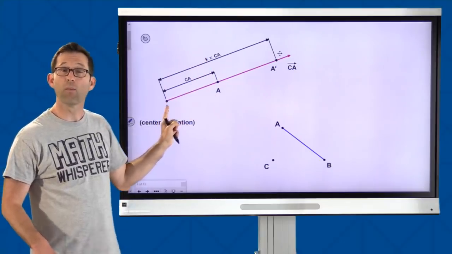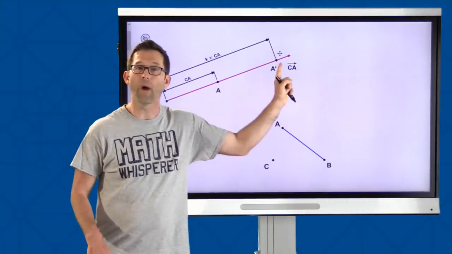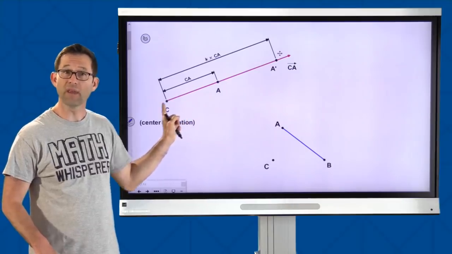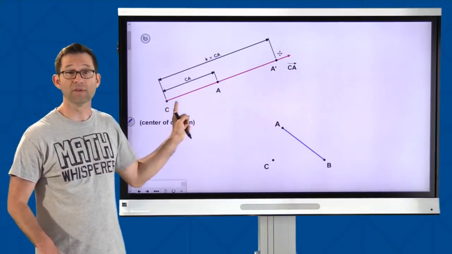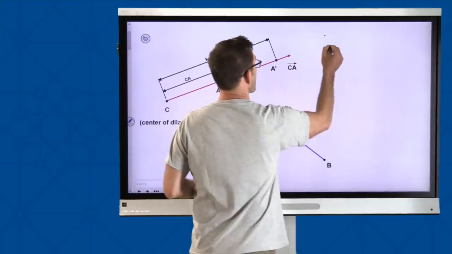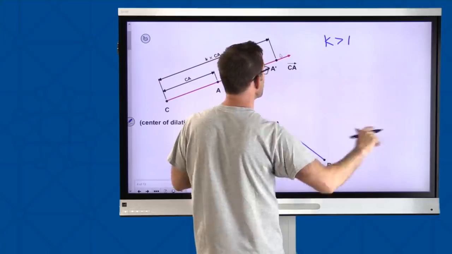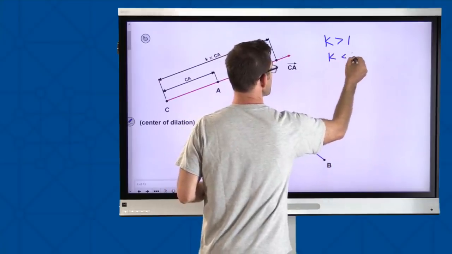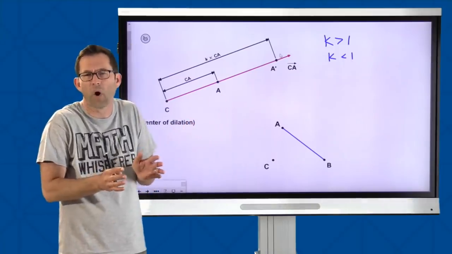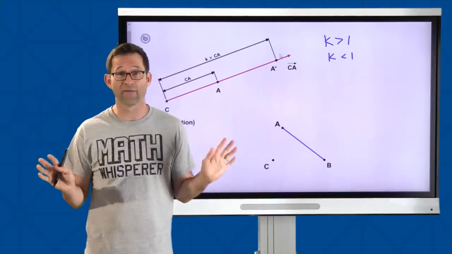But the key is, we need the center to say, hey, how far do we move A away from or towards the center? It's a little weird because we need that center, we really do. And all we do is we take the distance that the point is away from that and we multiply it by some constant. If that constant is greater than 1, then A prime is going to move away. And if K is less than 1, then A is going to move towards the center. The object's going to get smaller. If K is 1/2, then the object looks half as big. All the distances are half the size.